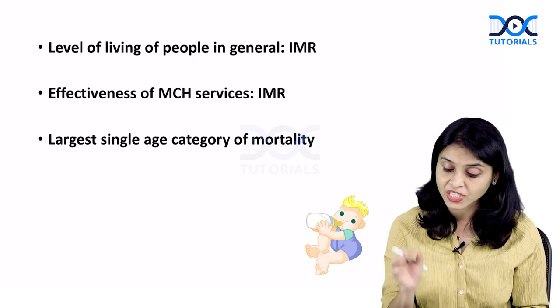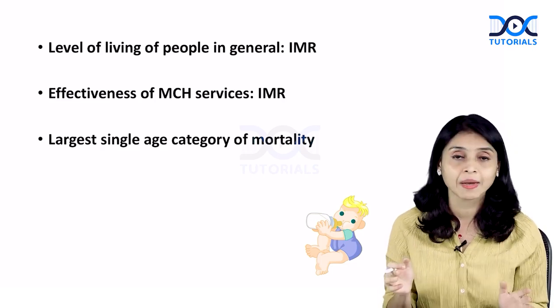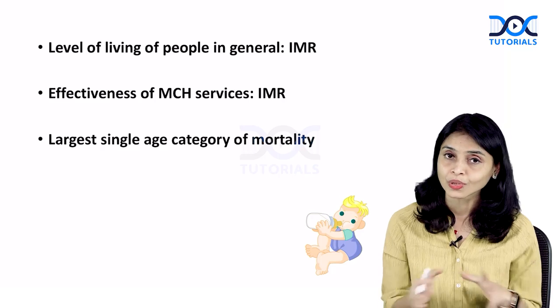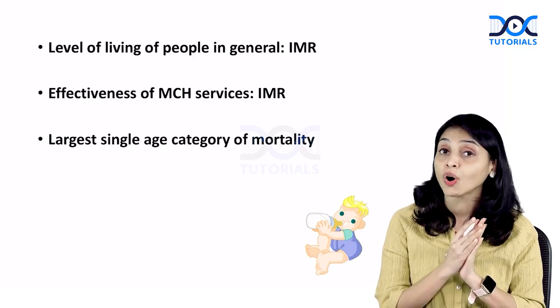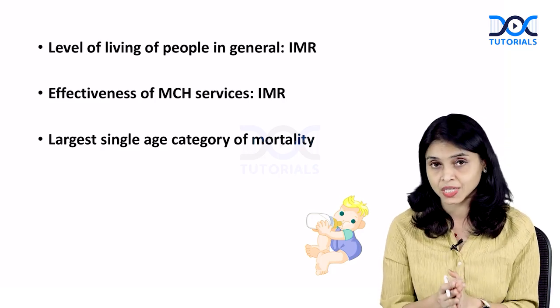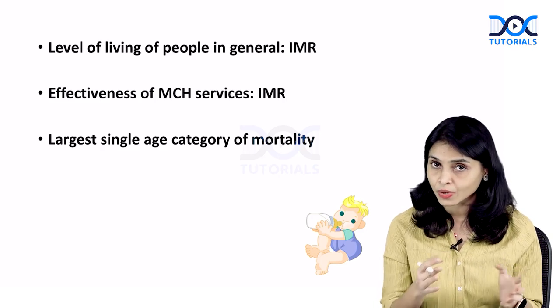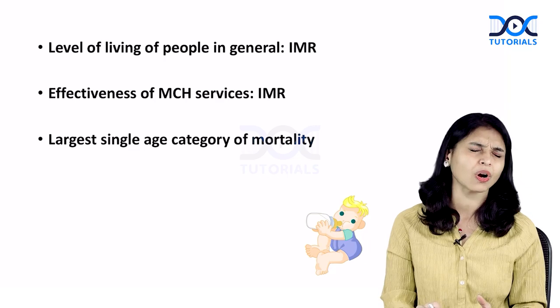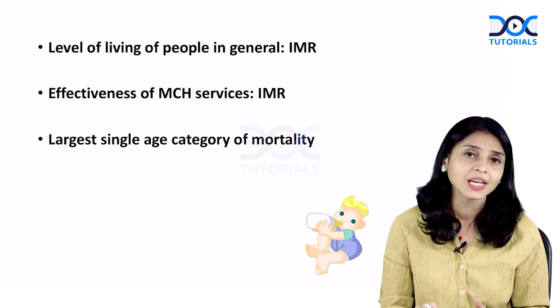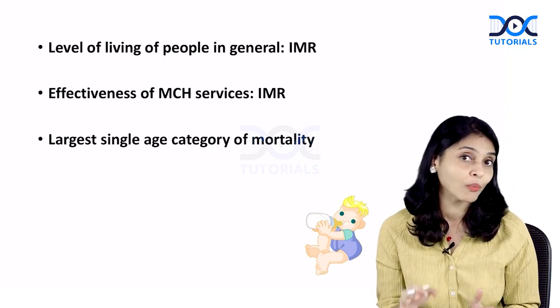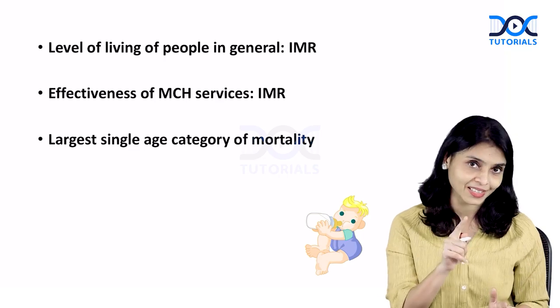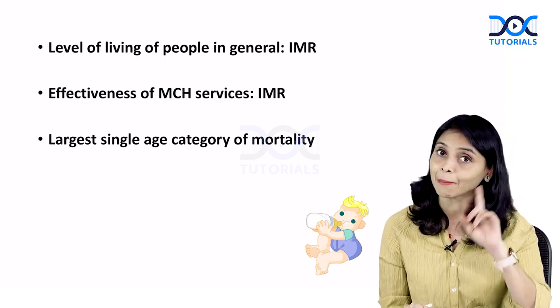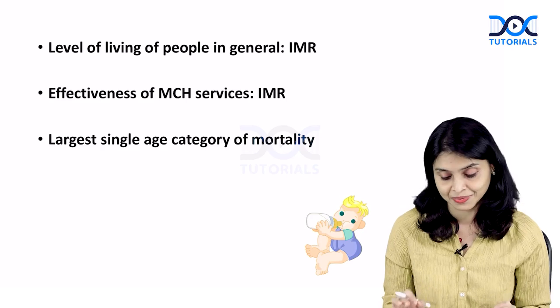Largest single age category of mortality is IMR. So I have already told you IMR is the answer for a lot of questions in MCH. So if you come across a question where IMR is there in the options and you are not very sure of the answer, if you go for IMR, you are more than 50% likely to be correct. I've said it back then, now also I am saying.